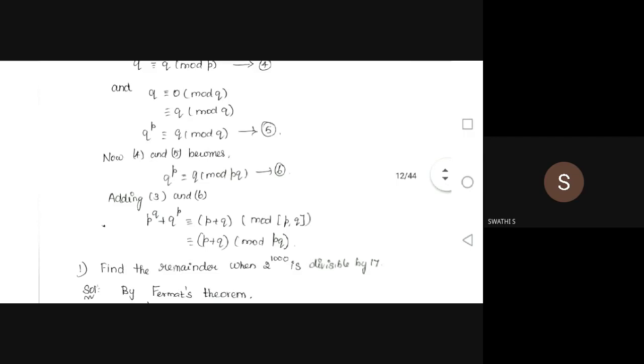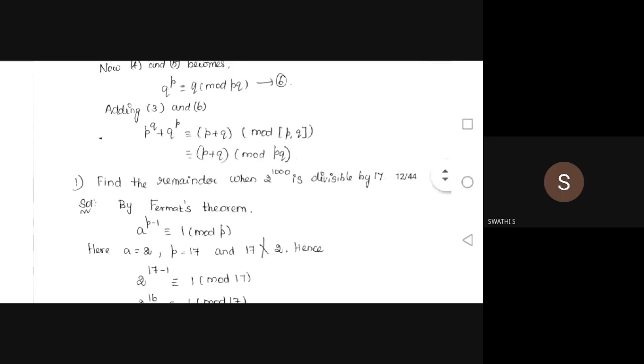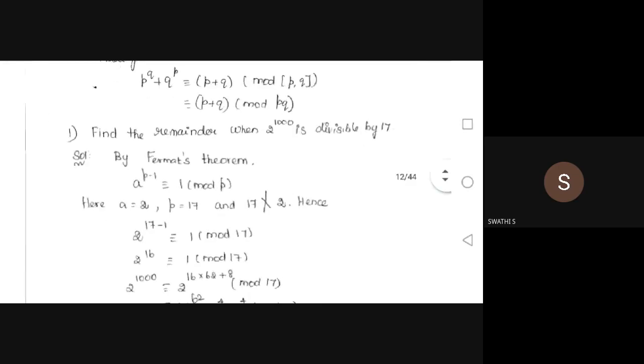Find the remainder when 2 power 1000 is divided by 17. All the problems are interesting problems, so you can enjoy the session. You just have to form the linear congruence: 2 power 1000 is congruent to some value under mod 17. That value is the remainder when 2 power 1000 is divided by 17.